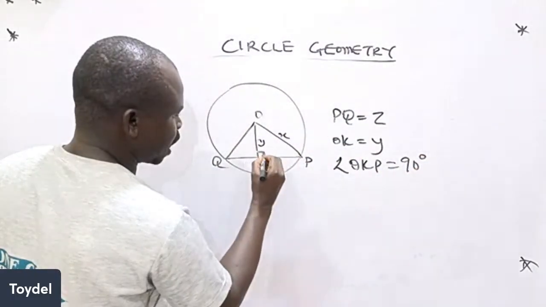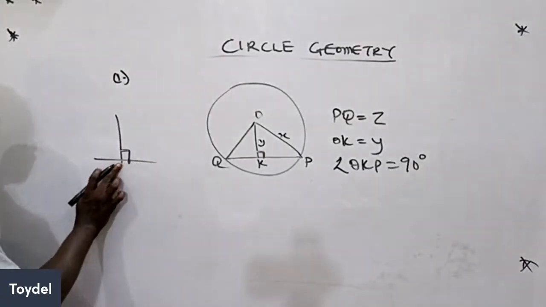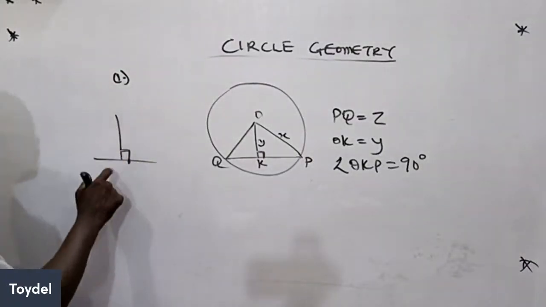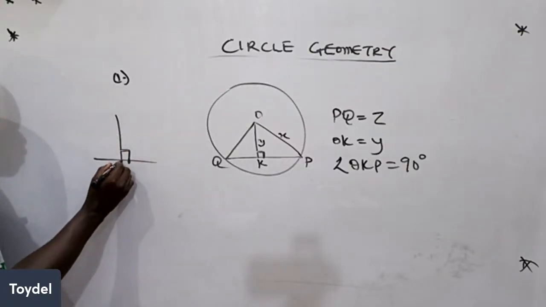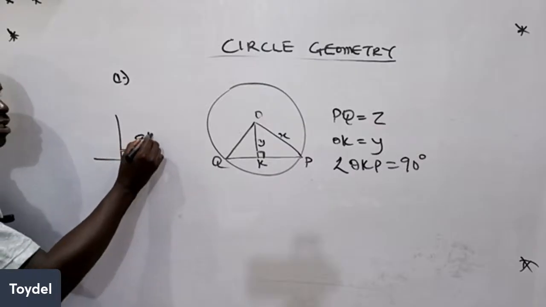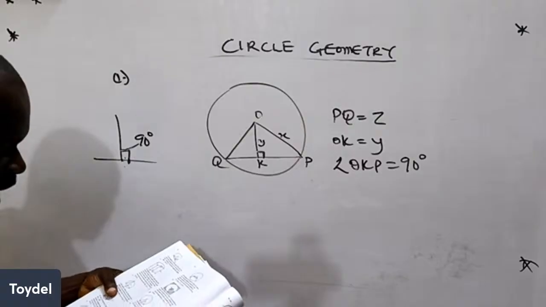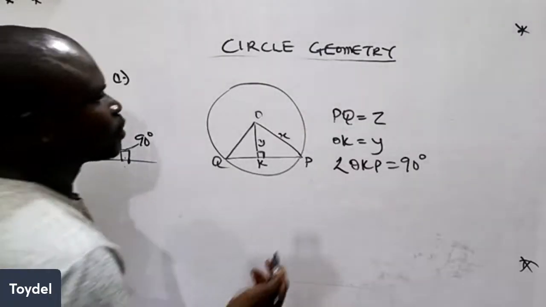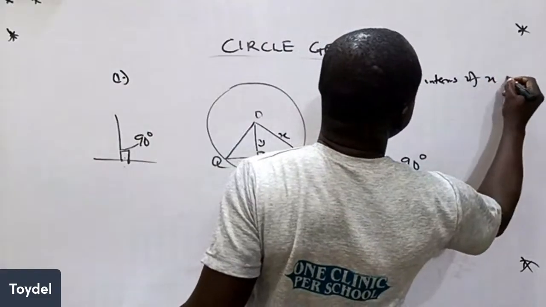That this face is perpendicular. When you have something like this, it is not perpendicular. When the meeting point between the vertical and horizontal line is like this, we normally say that it is perpendicular, and perpendicular simply means this face is 90 degrees. Okay, that's what we have there. The question now says that we should find z in terms of x and y. So we have to find z in terms of x and y.